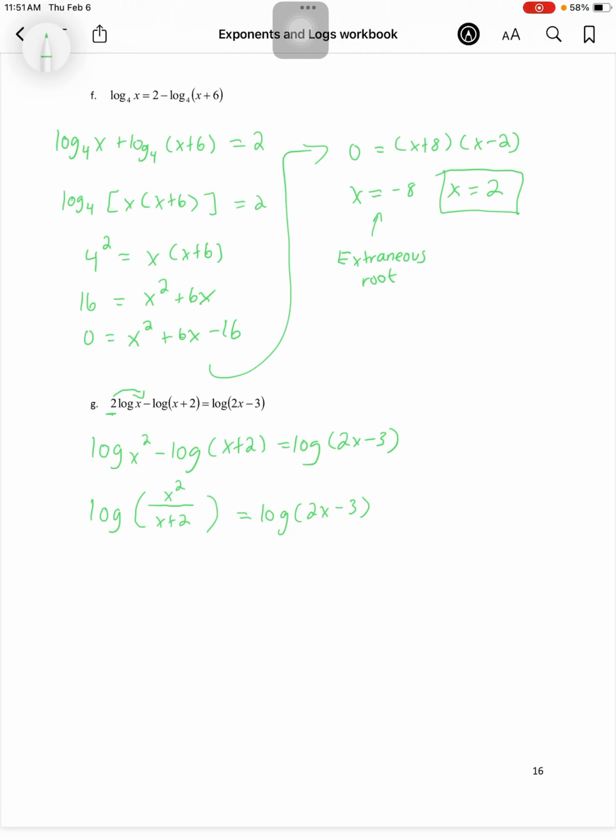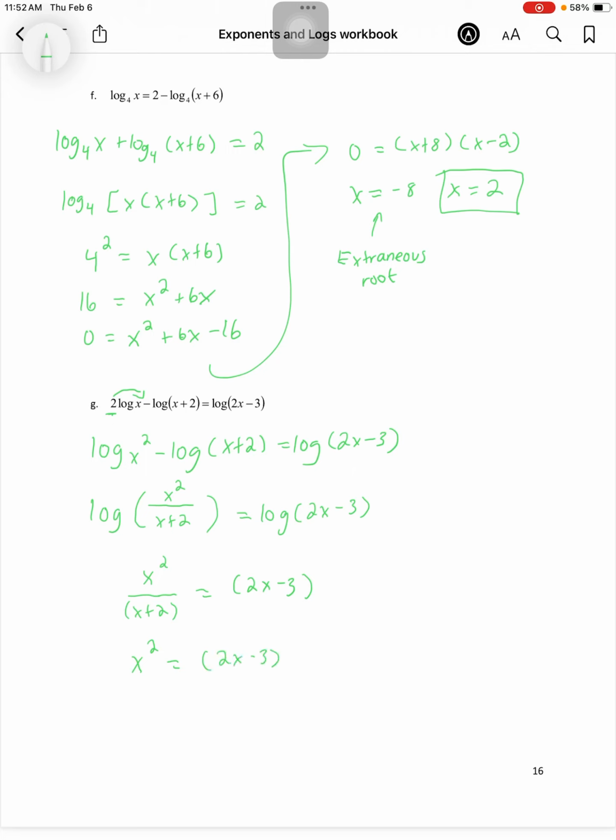Now at this stage, we see there's one single log on both sides. That means we can drop the word log and just focus on the arguments. So x squared over x plus 2. And I'm going to tell you, keep your brackets here because it's going to make a big difference later on. And then here we have 2x minus 3, and the same thing, keep your brackets. Do not drop the brackets yet. So 2x minus 3. Now, we're going to multiply both sides by x plus 2 to get rid of our denominator.